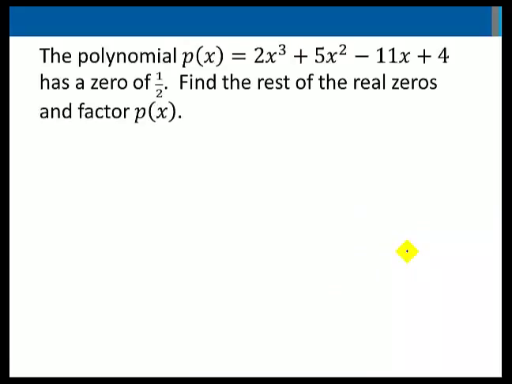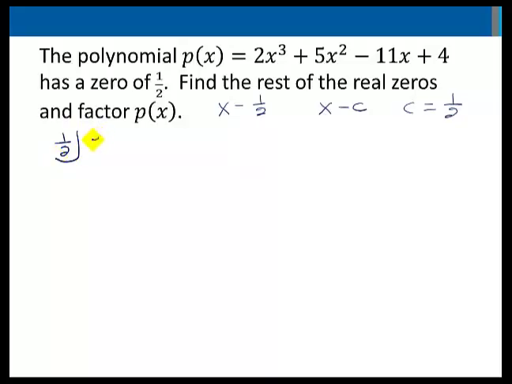The polynomial p of x equals 2x cubed plus 5x squared minus 11x plus 4 has a zero of 1/2. Find the rest of the real zeros and factor p of x. So we'll use synthetic division here. We'll divide p of x by x minus c, and in this case we'll be dividing by x minus 1/2. If 1/2 is a zero, x minus 1/2 is a factor. If we divide by x minus c, in this case our c will actually equal 1/2, which is the zero here. So I'll use synthetic division, put my 1/2 in the little square box.